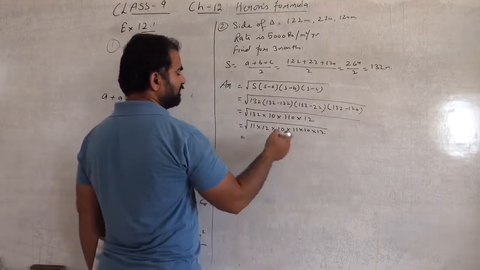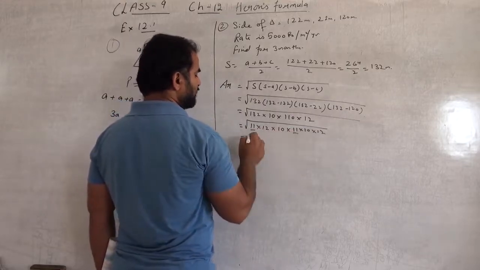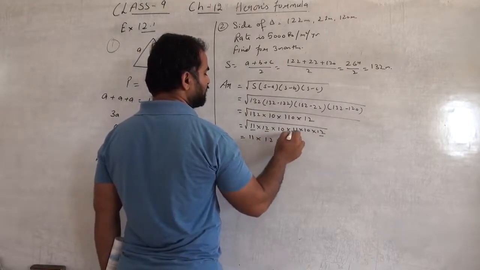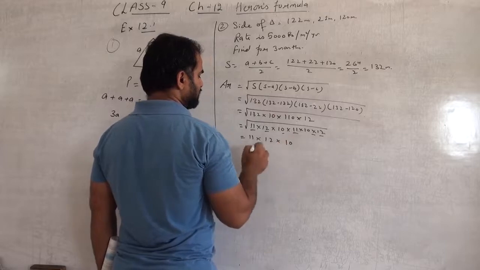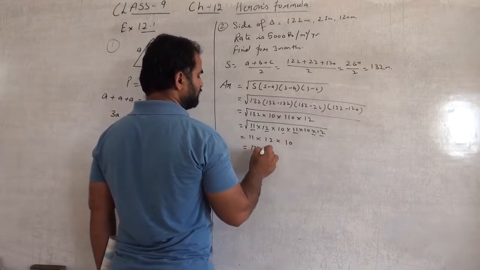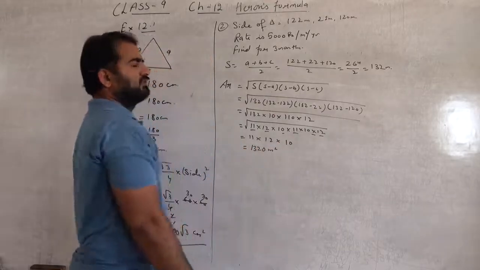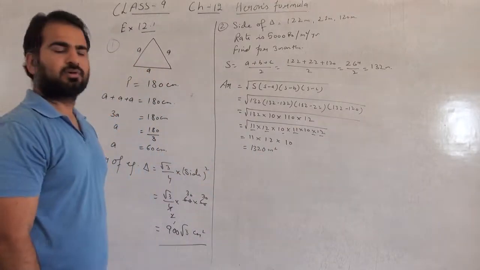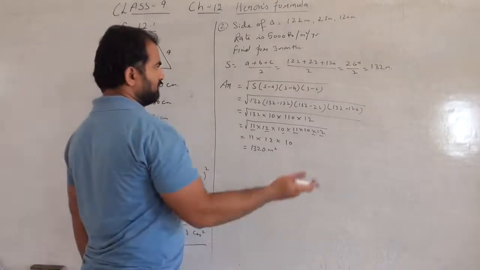What we have to do? We have to find pairs. So there is a pair of 11, a pair of 12, a pair of 10 also. So answer will be 1320 meter square. So this is the area of wall which we have to borrow or take on rent.